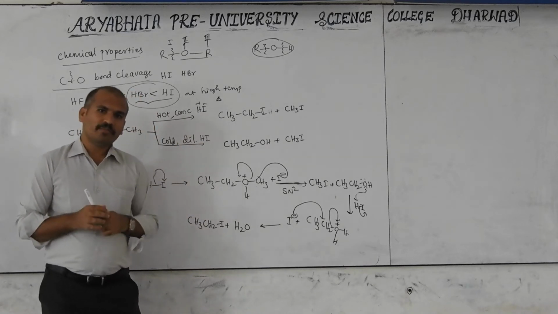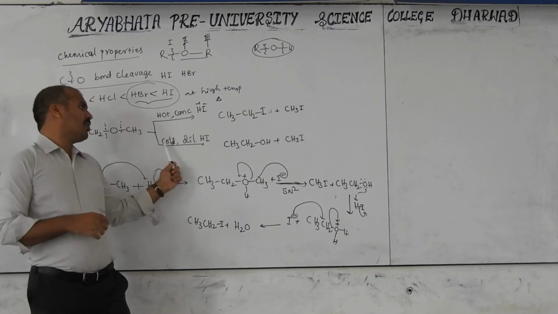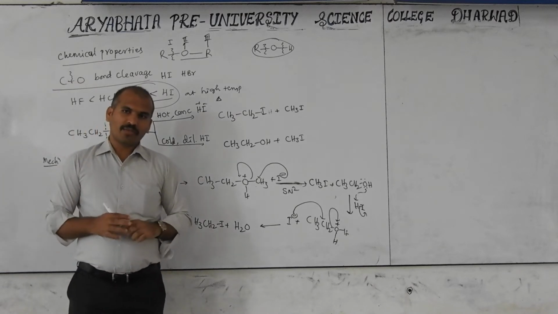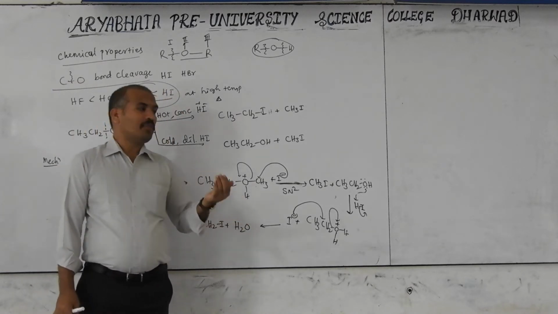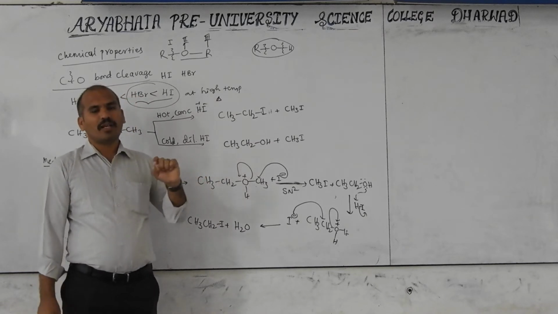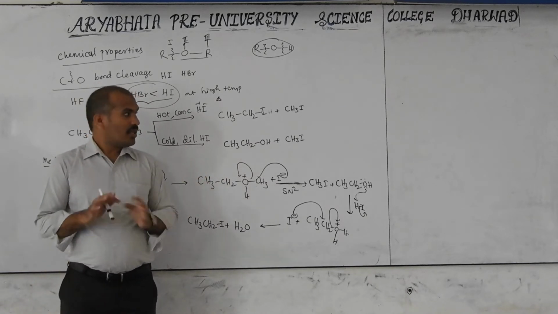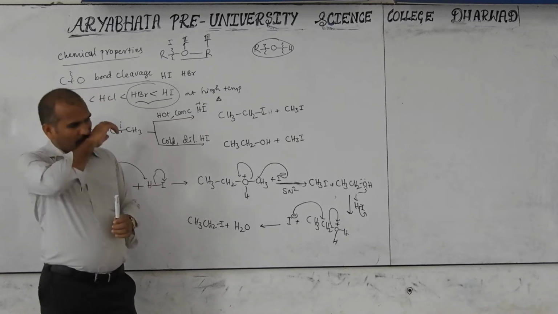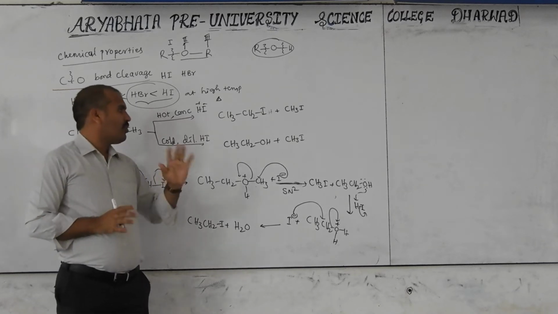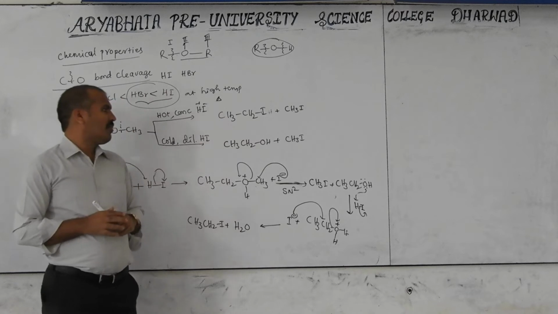When do we get the problem? We will get the problem when cold and dilute HI are given. So which side should be I, which side should be the OH form? That is difficult to understand. So that I will remove your confusion.